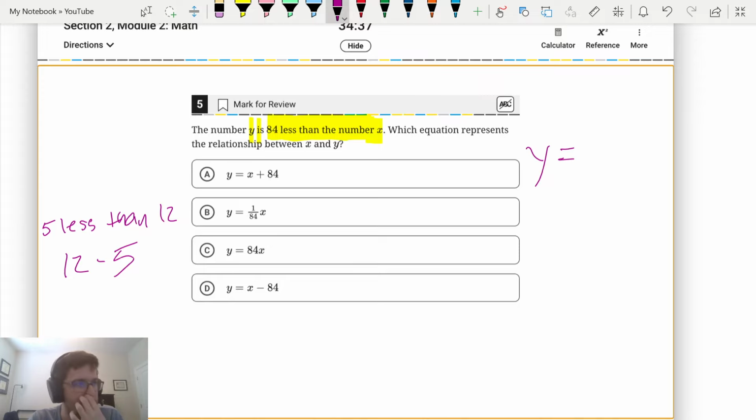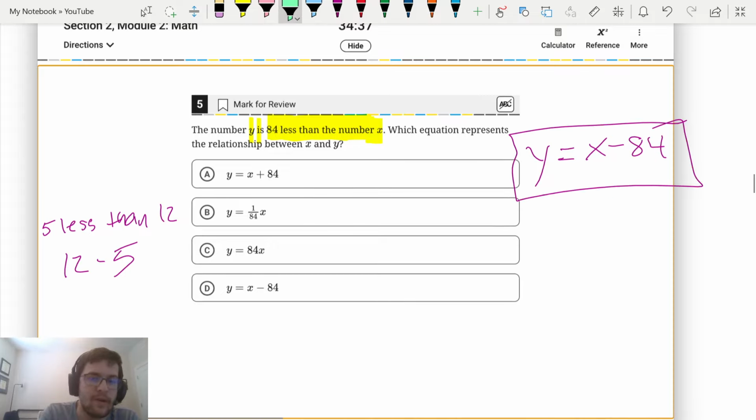This is something you should do whenever you're struggling with a math problem: think of a simpler problem. See how I just came up with an easier one, 5 less than 12? And then I used my number sense to figure out how to write it. That's the kind of thing you should do when you're stuck. Anyway, so 84 less than x. Okay, so I got to switch them. Less means subtraction, but I have to flip-flop them. So it's really x minus 84. Okay, so that's D.